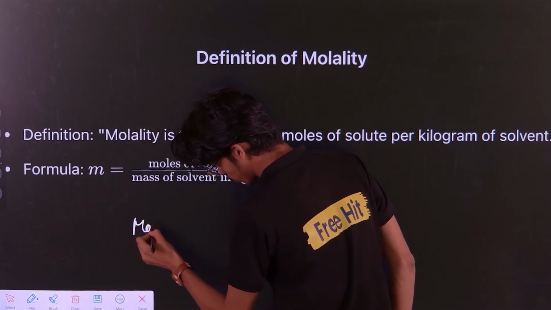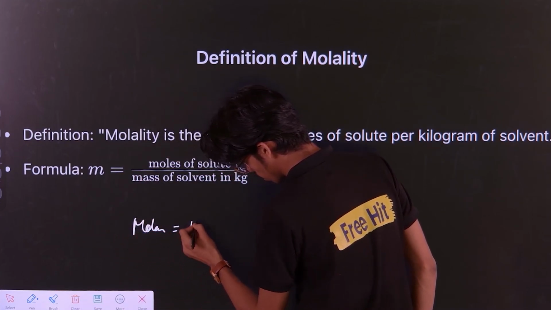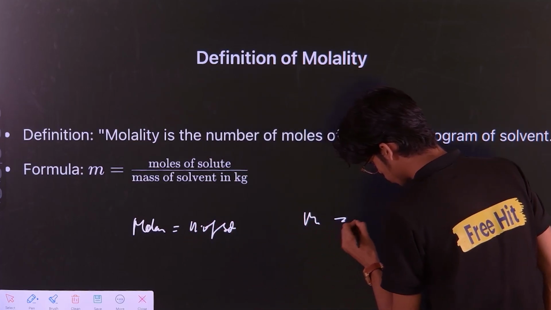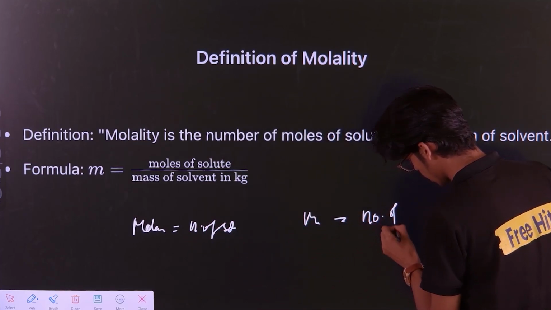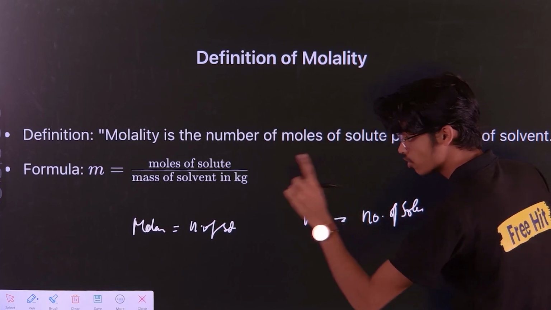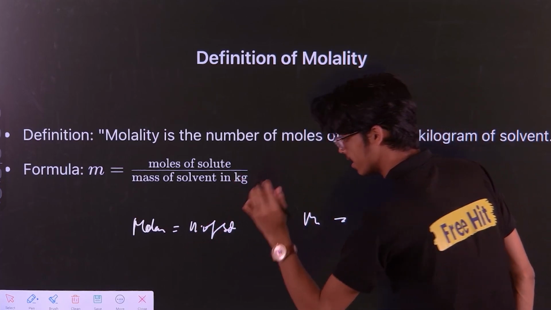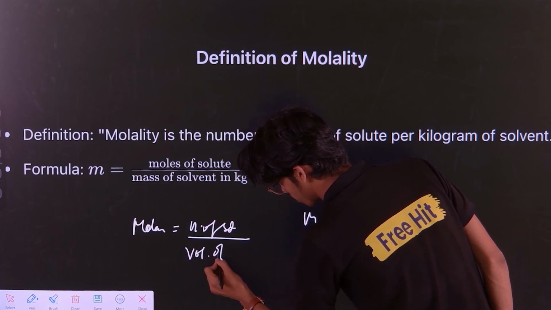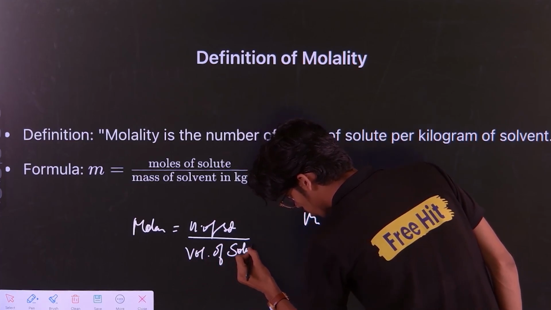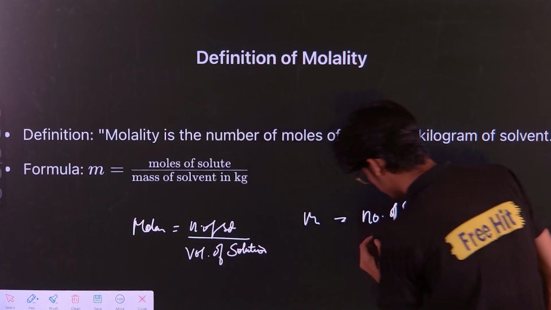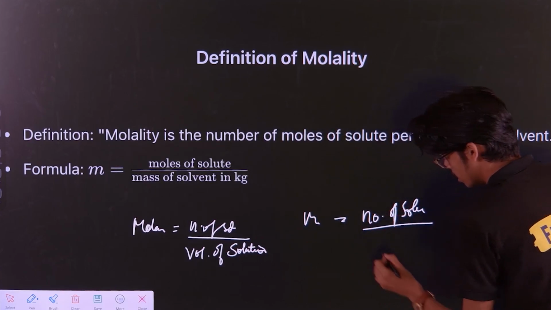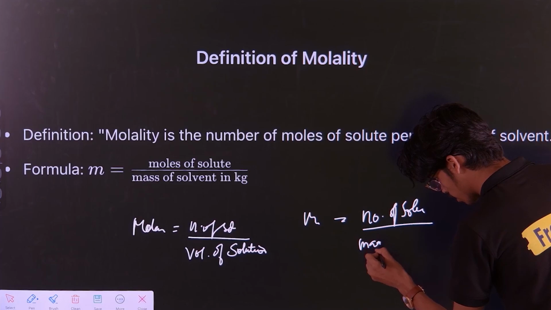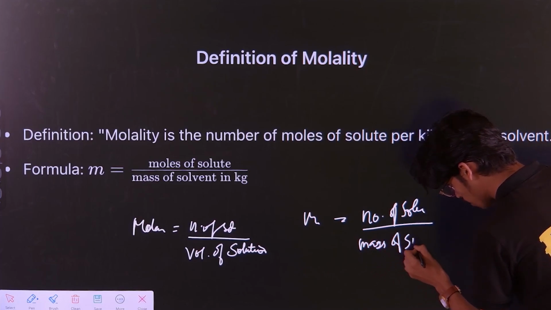So molarity was what? It was the number of solute. What is molality? It is also the number of solute. But in case of molarity, remember, it was divided by the volume of solution. And in this case, it is divided by what? Mass of solvent.